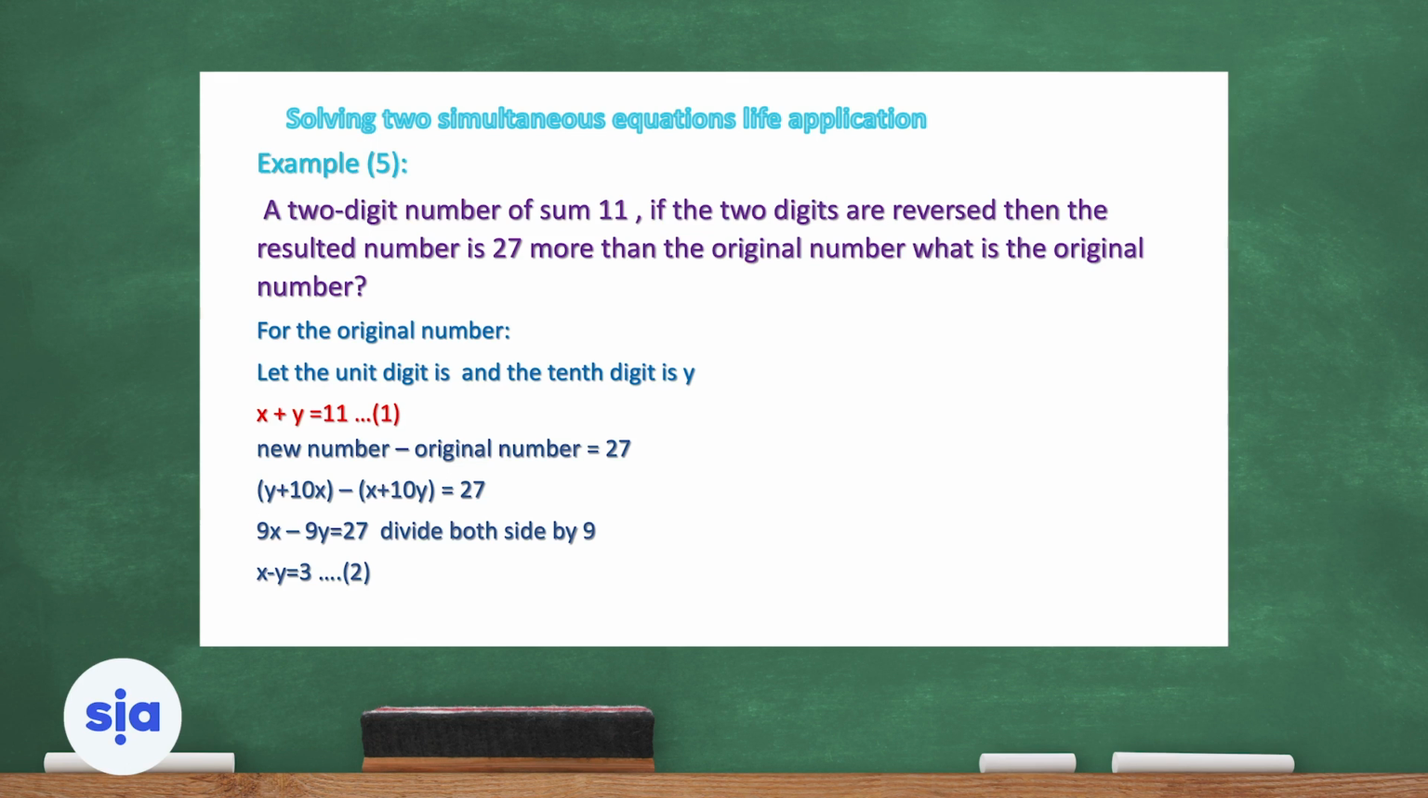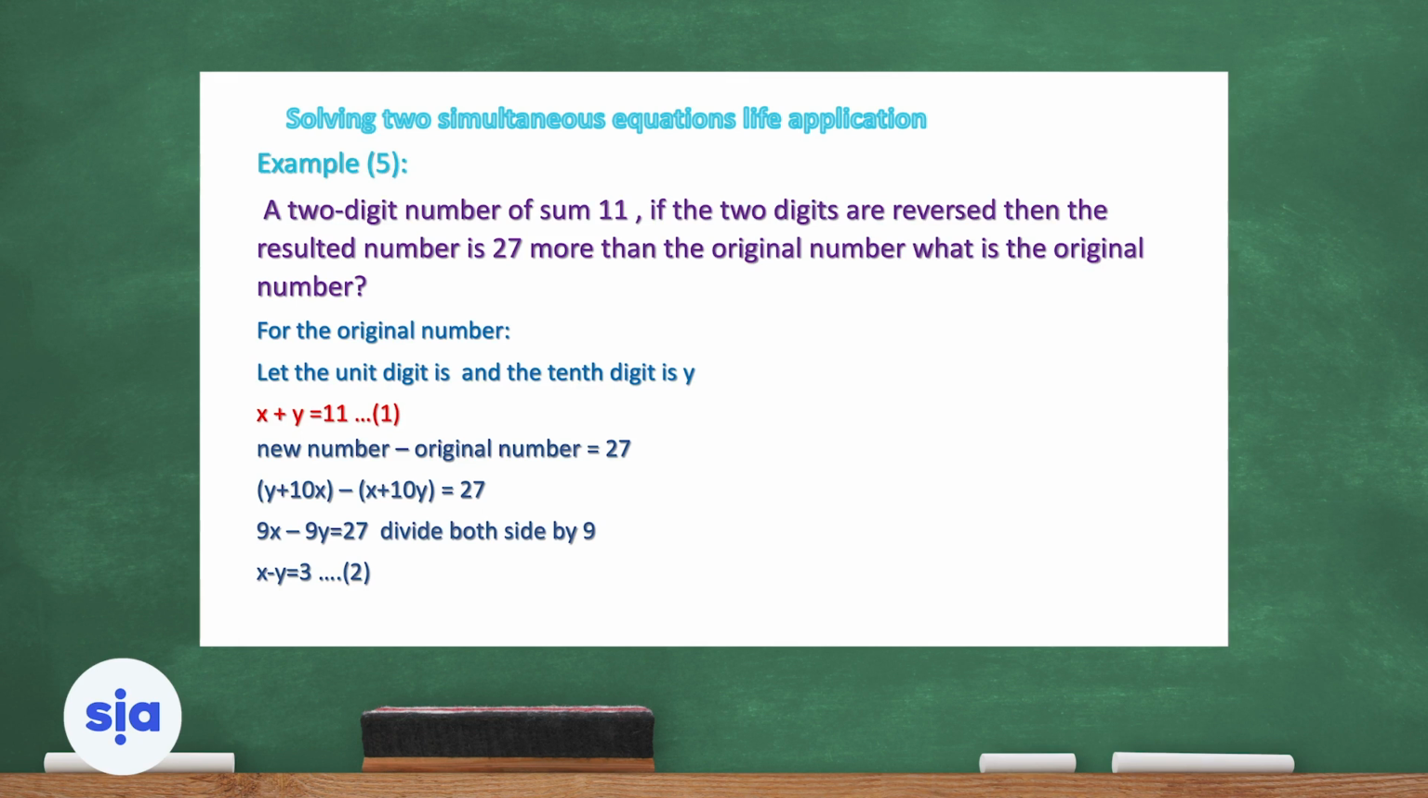10u plus t. So here in this question, as you see that it says, when the number is reversed, so this is the 10u plus t, it is 27 more than, so more than means plus, the original number. The original number is what? Yes, exactly. It's 10t plus u.